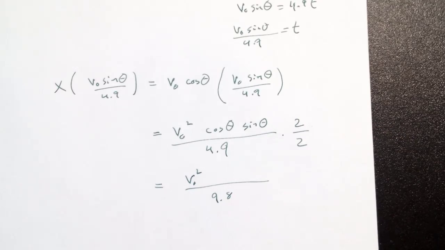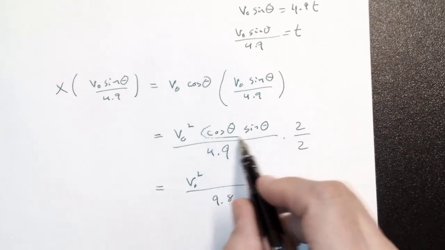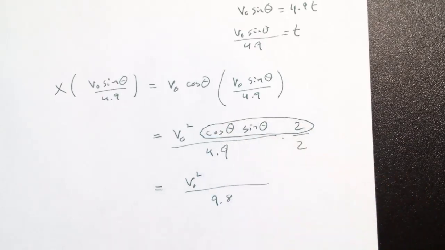All of a sudden, in the back of my head, an alarm goes off. That's a trig identity. 2 sine theta cosine theta. Almost. Sine of 2 theta.